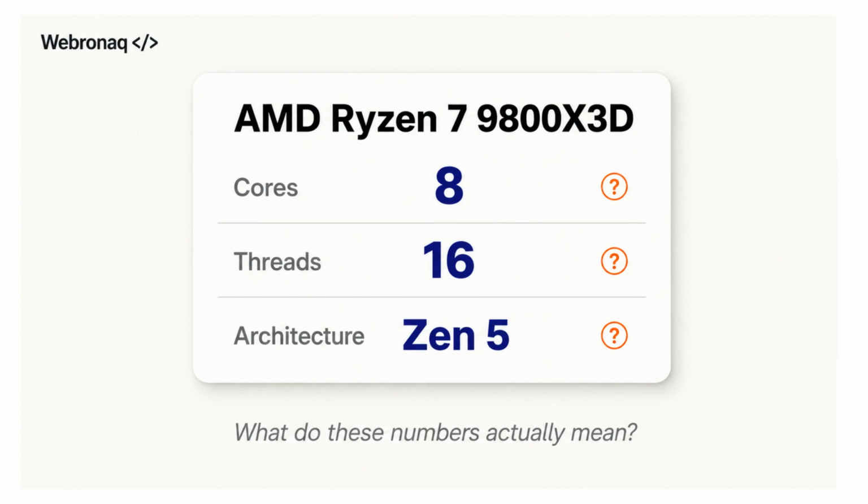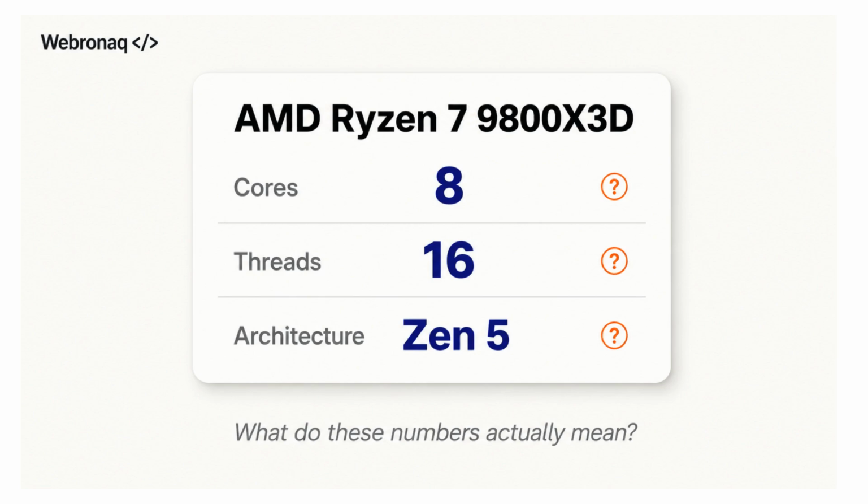AMD Ryzen 7 9800X3D, 8 cores, 16 threads, Zen 5 architecture. Those three numbers show up on every processor spec sheet, whether you are shopping for a gaming rig, a workstation, or just trying to figure out why one chip costs twice as much as another. But what do they actually mean for real-world performance? In this video, we are going to break all three down clearly, one at a time, using real chips as our examples so you walk away knowing exactly how to read any CPU spec sheet with confidence.